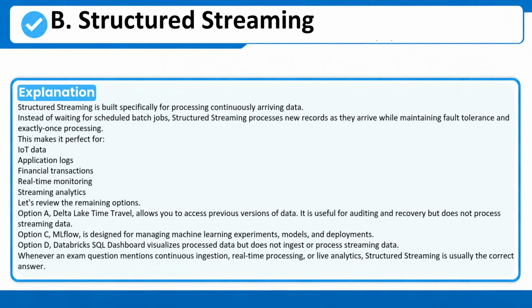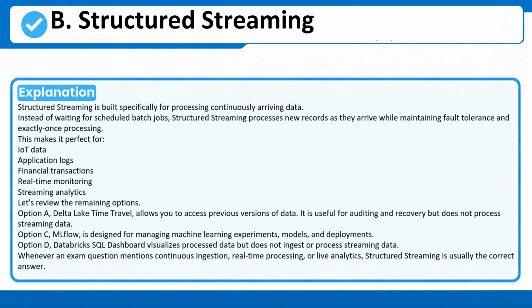Structured Streaming explanation. Structured Streaming is built specifically for processing continuously arriving data. Instead of waiting for scheduled batch jobs, Structured Streaming processes new records as they arrive, while maintaining fault tolerance and exactly-once processing. This makes it perfect for IoT data, application logs, financial transactions, real-time monitoring, and streaming analytics.